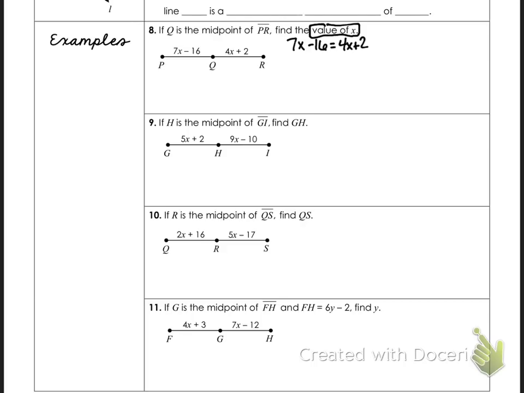Okay. Think about 9. So H is the midpoint of GI. Find GH. So here I got to plug back in and figure out what actually GH is. But I know because of the midpoint stuff, I can say 5x plus 2 is equal to 9x minus 10. Okay. And so if you want to go back and maybe rework those same exact problems that you had, all right, that's just one way that you study math.